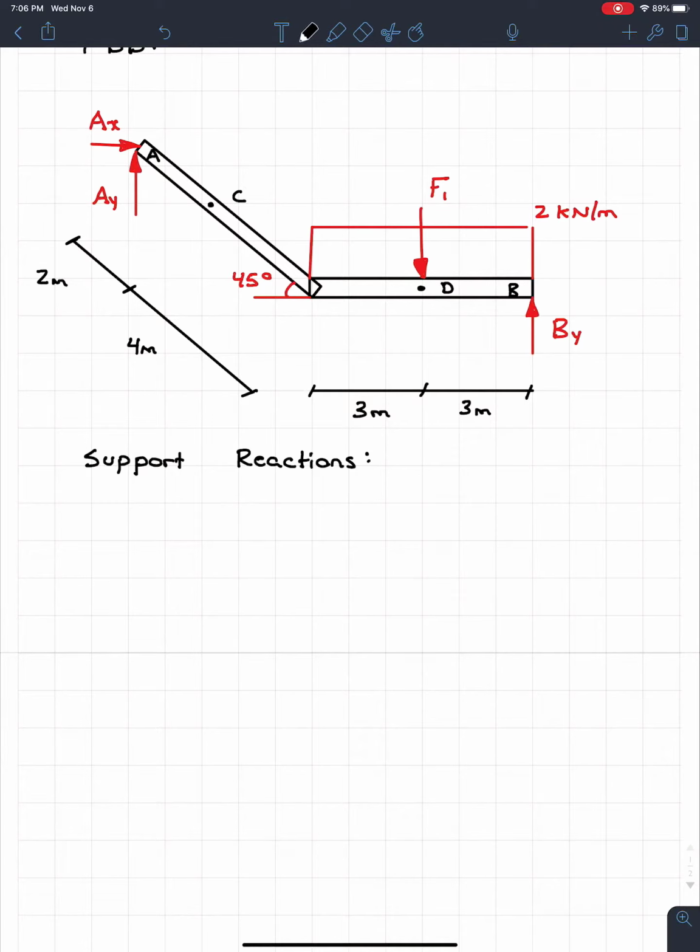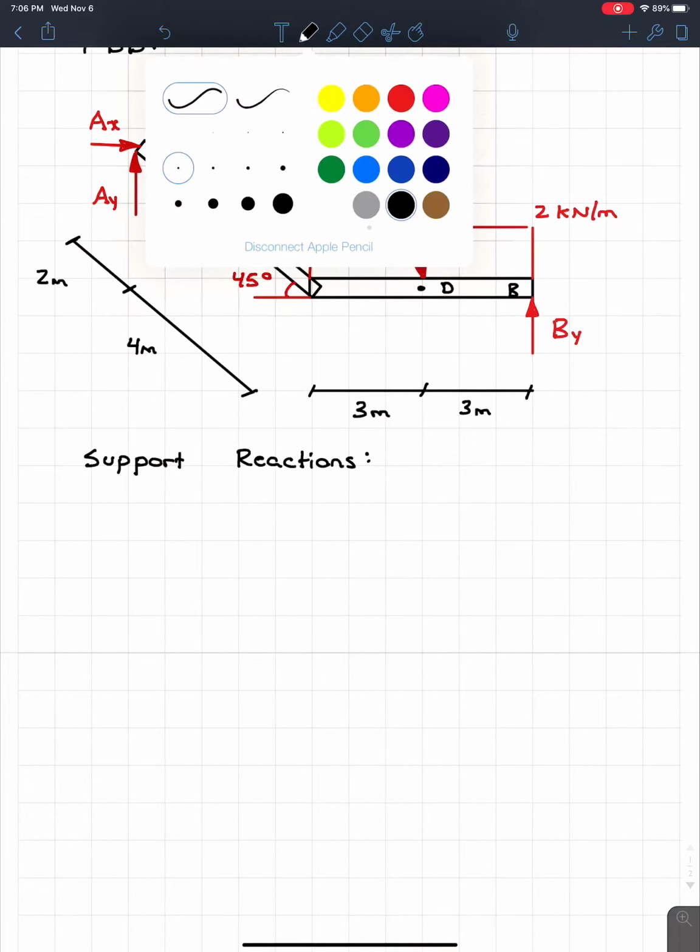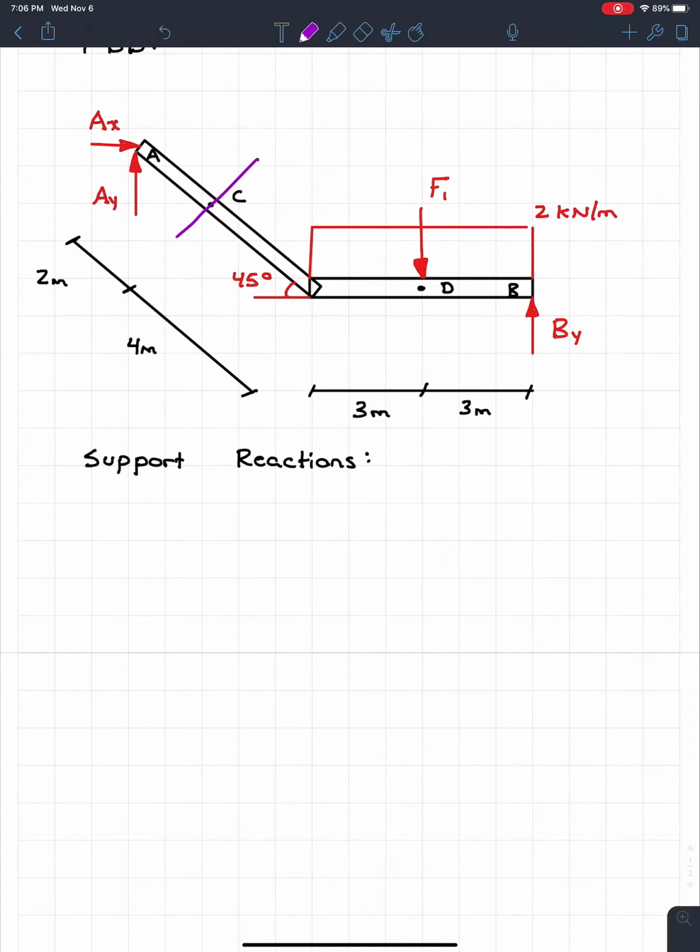And in the end, I'm going to have to analyze point C. So I'm going to have to draw a cut at point C somewhere, so I'm going to have to cut there. I'm also going to have to analyze point D. So at some point, I'm going to have to cut right there as well. And if I'm looking at this and picking which sides to do, well, for part C, I think that the best side is probably the smallest side. So for C, I'm going to analyze this half. So I'm going to need to find AX and AY. Looking at D, I think that this half would actually be simpler. So I'm going to have to find BY as well. So in this case, I'm going to have to find all the support reactions. So that's what I'm going to do. So the first thing I need to do real quick is find out what F1 is.